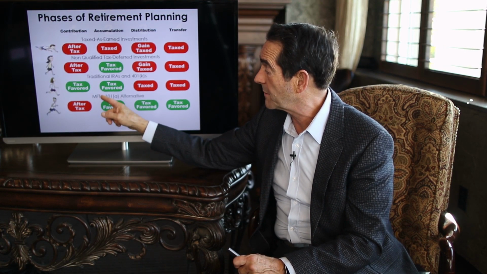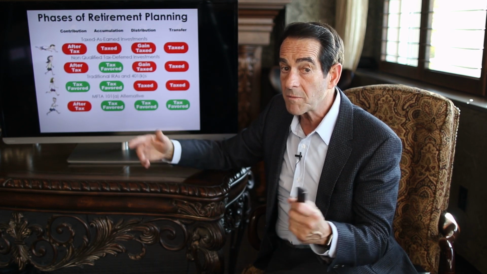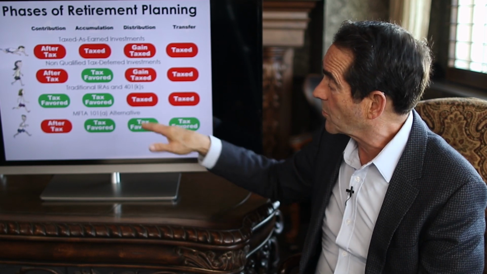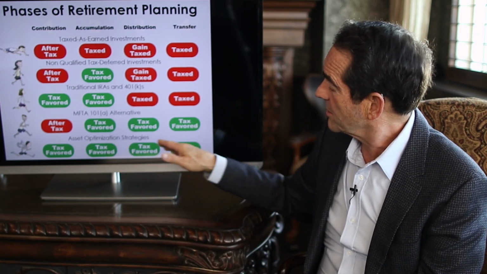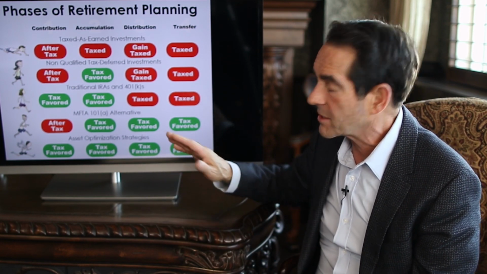But my favorite is the MFTA, Maximum Funded Tax Advantage, Section 101A alternative that I teach about in other episodes. And 3 green circles will way outperform 2 green circles from a net spendable income and tax standpoint. I like 4 green circles, and that's why I teach asset optimization plans where I get the tax deductions on the front end indirectly, and then I accumulate, access and transfer my money tax-free, but it blossoms and transfers.